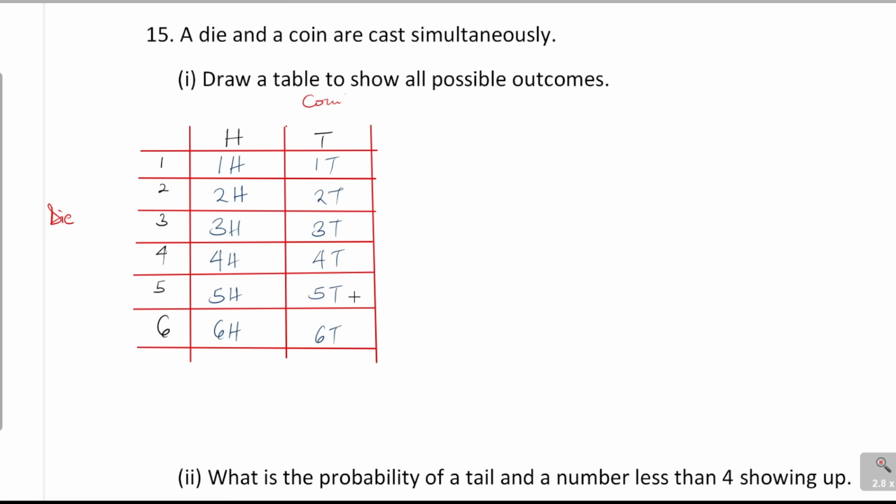So those are the possible outcomes. Count everything: 1, 2, 3, 4, 5, 6, 7, 8, 9, 10, 11, 12. So 12 outcomes are possible. The coin has 2 sides, the head and the tail. Then for the die, 6 faces. These are the numbers on each of the faces. So that is a table showing all the possible outcomes.